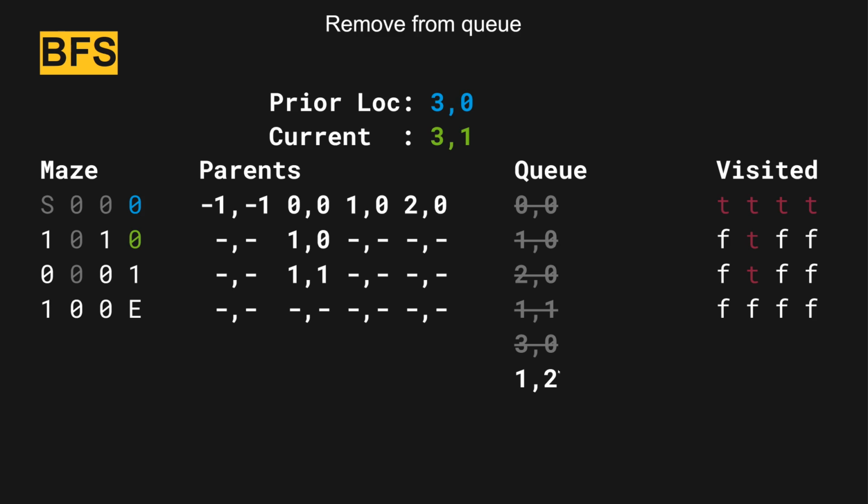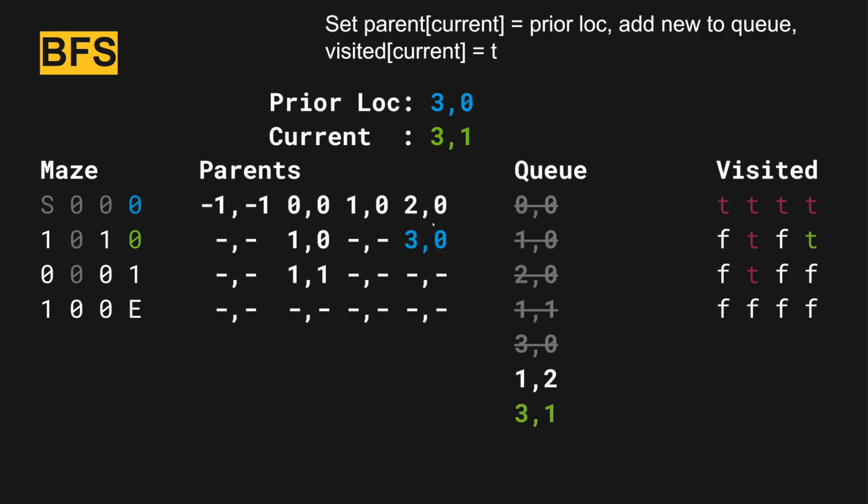Next, we pop 3, 0 from the queue. 3, 0 becomes the prior location. And then we look at the current location of 3, 1 right here. 3, 1 came from 3, 0.